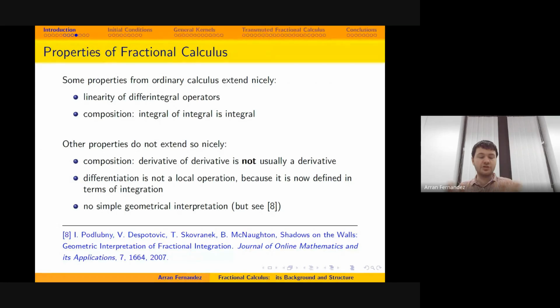The short answer is no. There is no simple geometrical interpretation. The closest thing we have is this work of Igor Podlubny about shadows on the walls. He is one of the experts in this topic. He also wrote one of the textbooks that I mentioned earlier, and he's an excellent speaker, and he's given a couple of talks about the history of fractional calculus, history, applications, interpretation, which are available online. So I encourage people to go and look up his talks if you want to learn more about those aspects.